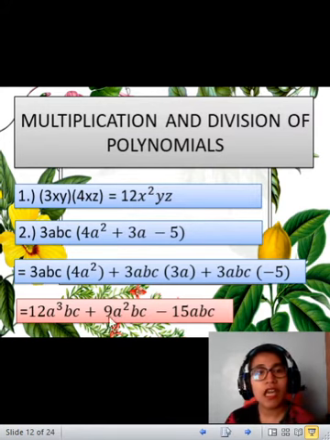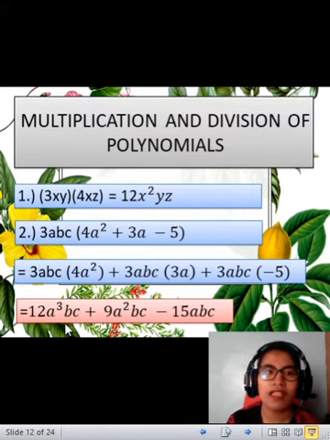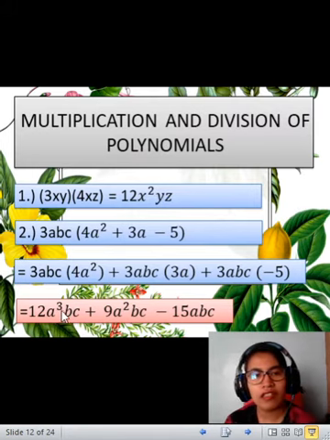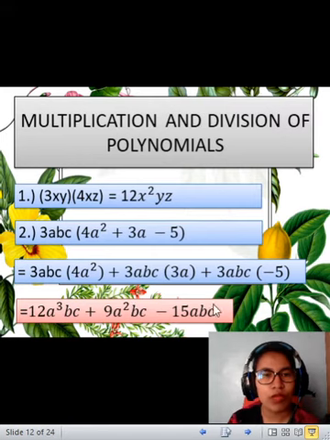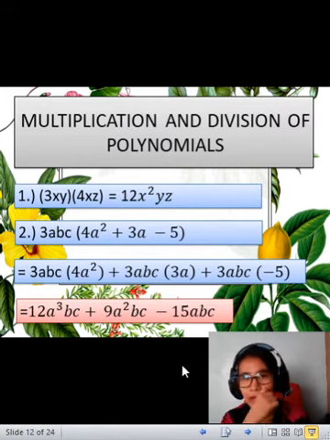Again, as I say, your variables should be written in alphabetical order, and take a look at the exponent. It's either descending, like this one, 3, 2, 1, or it can be ascending. It depends on our given.